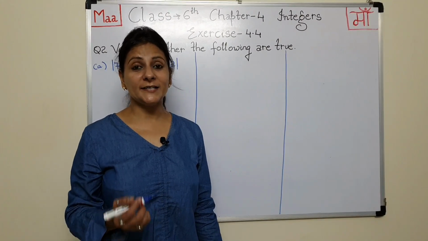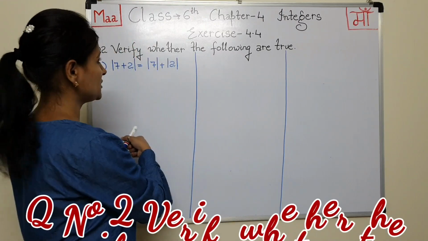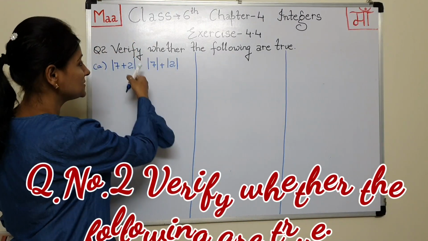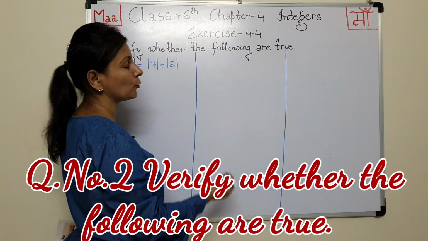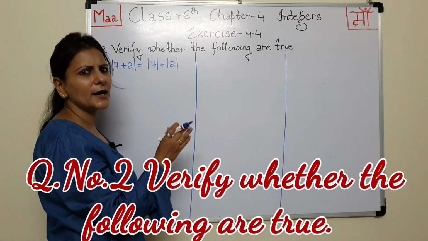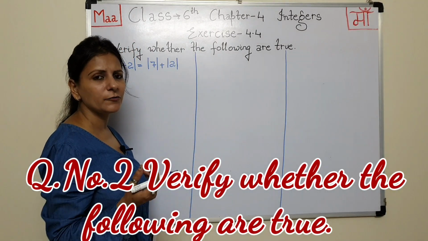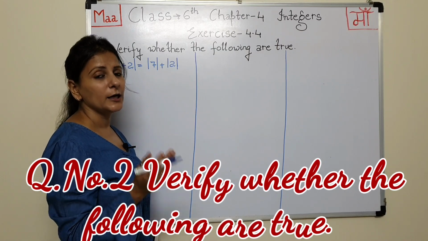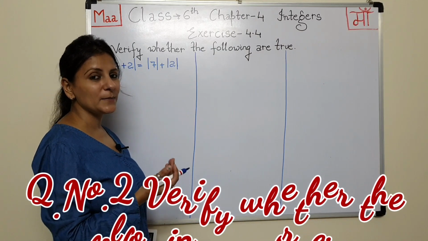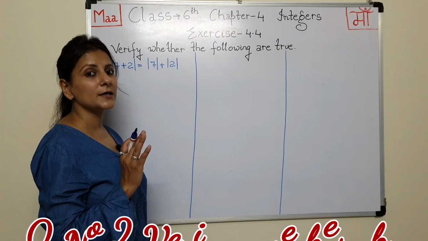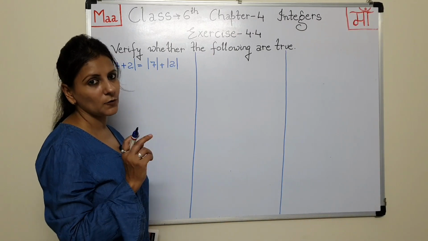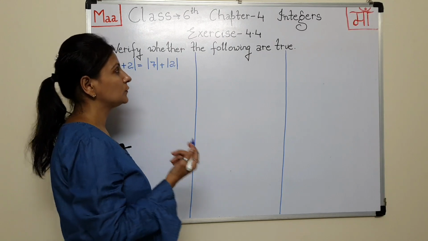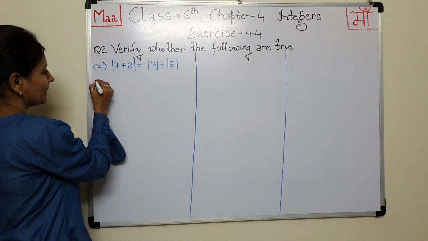Yes students, let us now move on to the second question of this exercise, that is verify whether the following are true. Some equations are given of integers and we have to verify that left hand side is equal to right hand side or not. If both the sides are equal, that means it is true. If both the sides are not equal, that means it is false. So one by one we have to solve it. So let's begin with A part.